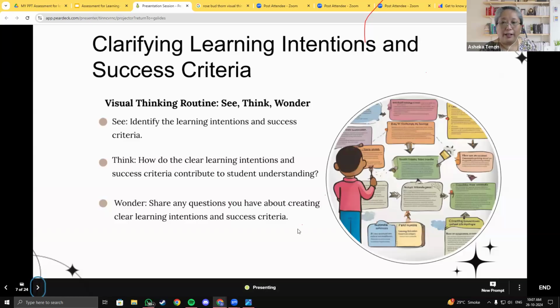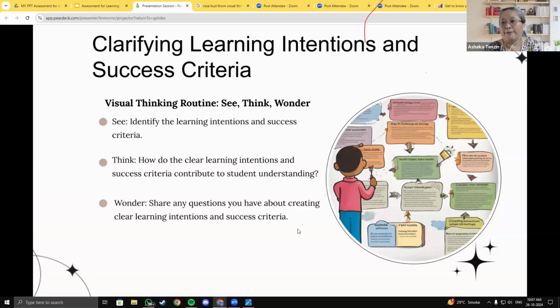Now, according to Dylan Wiliam, there are 5 different strategies that you can use for formative assessments, for assessing students' learning. So the first strategy is clarifying learning intentions and success criteria. Now I will be using a visual thinking routine called See, Think, Wonder. When I show you a particular PNG image, you will read through it and try to identify the learning intentions in that image. And you will also identify the success criteria.